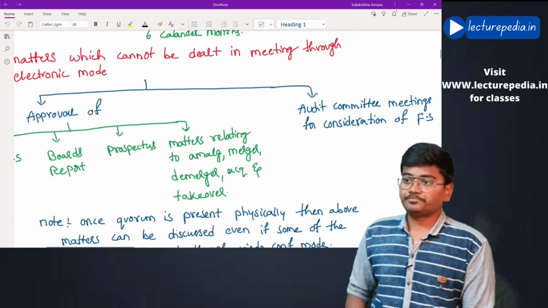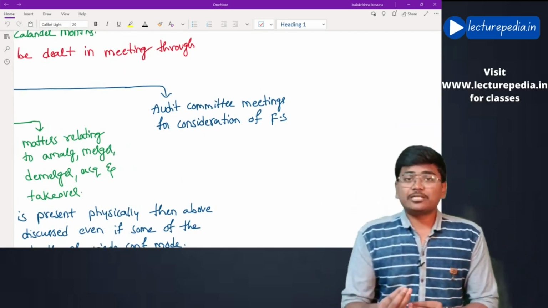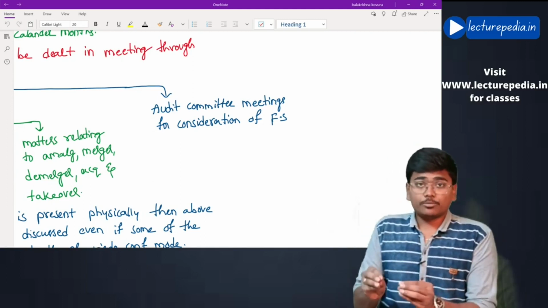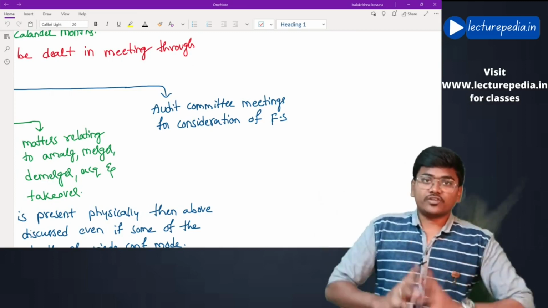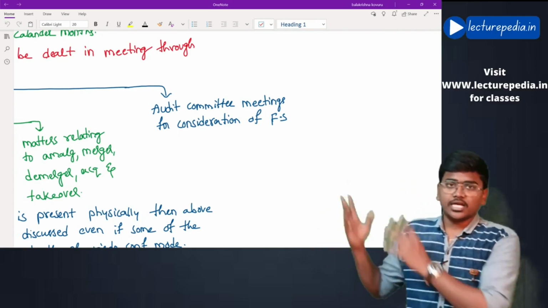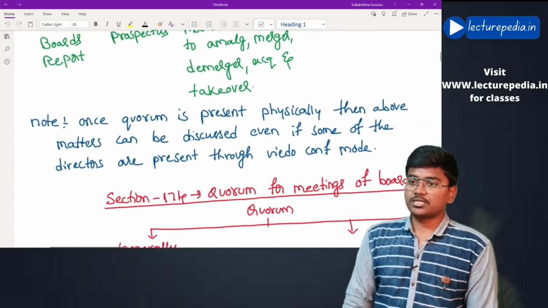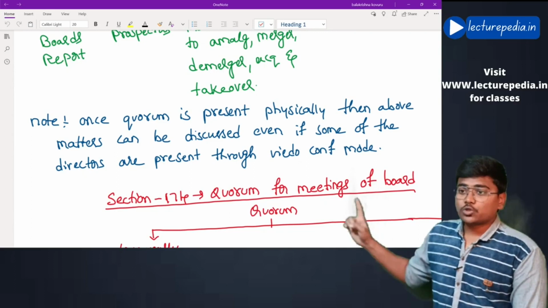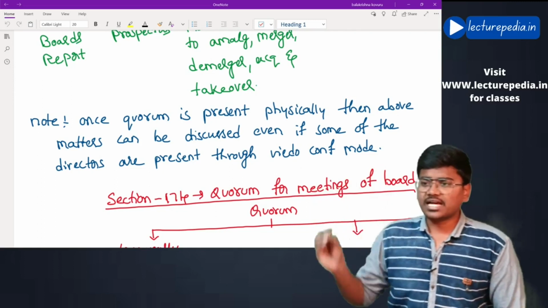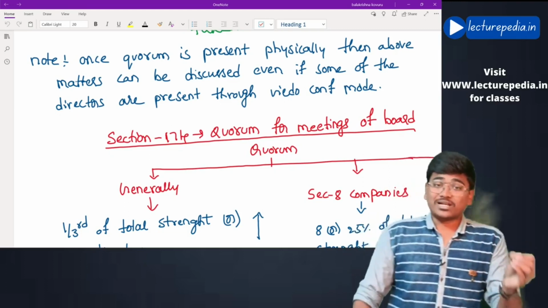Hope that is clear. Next, even an audit committee meeting at which the financial statements of the company are considered, even such a type of meeting cannot be conducted through video conferencing. Hope that is clear. However, if quorum is present physically, then they can discuss even such matter also. See, the note has the same point specified. Once quorum is present physically, then the above matters can be discussed even if some of the directors are present through video conferencing mode. That is section number 173.